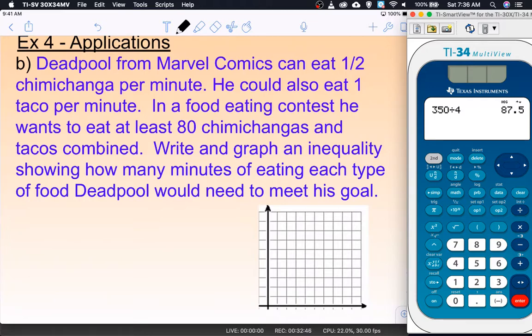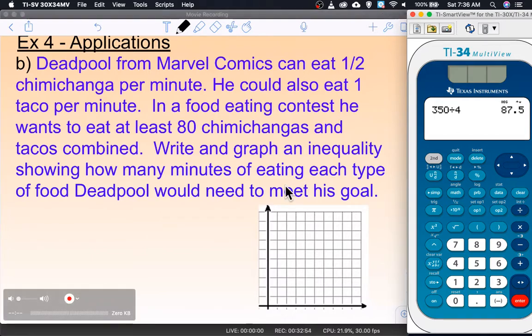It says here, Deadpool from Marvel Comics can eat half a chimichanga per minute. He could also eat 1 taco per minute. In a food eating contest, he wants to eat at least 80 chimichangas and tacos combined. Write and graph an inequality showing how many minutes of eating each type of food Deadpool would need to meet his goal.